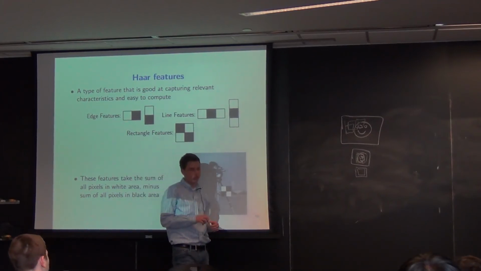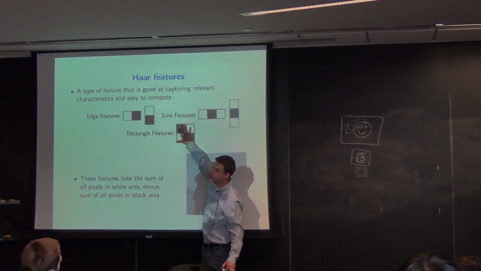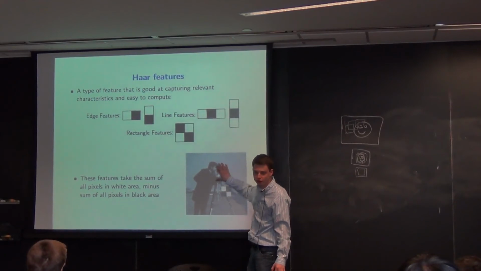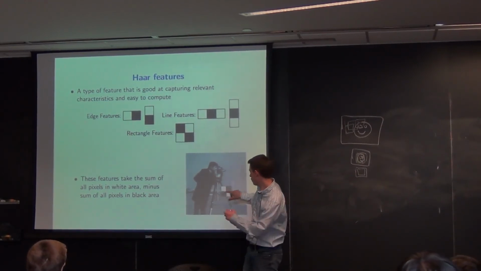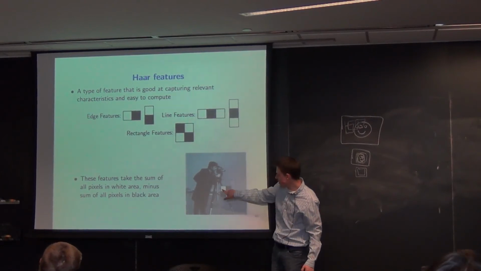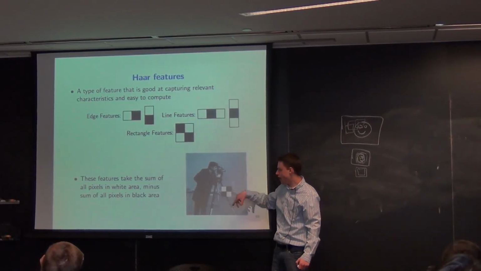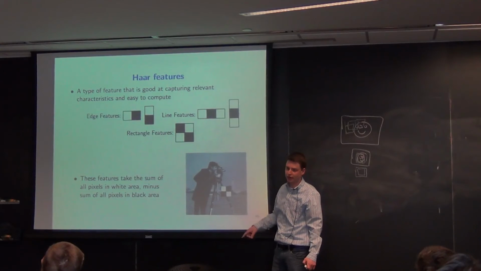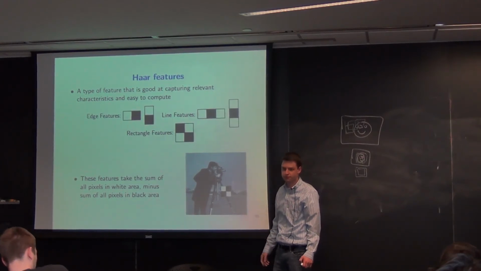So all this means is what you do is you take these images here, and you slide them over your image at different scales. So you could have one that spans the whole image, one that's very small. But all you do is you take the pixels in the white area, you add them all together, and subtract the pixels in the black area. And that is your feature.